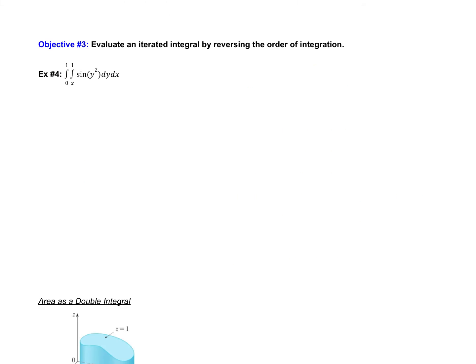So another thing that you have to be able to do is evaluate an integral by reversing the order of integration. So we see from this example, we are integrating with respect to y first and then x. Now the problem we see here is we cannot integrate sine of y squared. So since we can't do that, what do we do? Well, in this case, we're going to try to reverse the order of integration. So we're going to try instead to figure out what the limits are so that we integrate sine of y squared with respect to x first and then y.